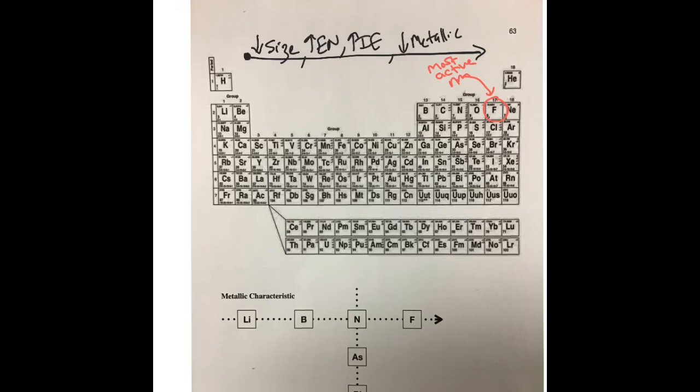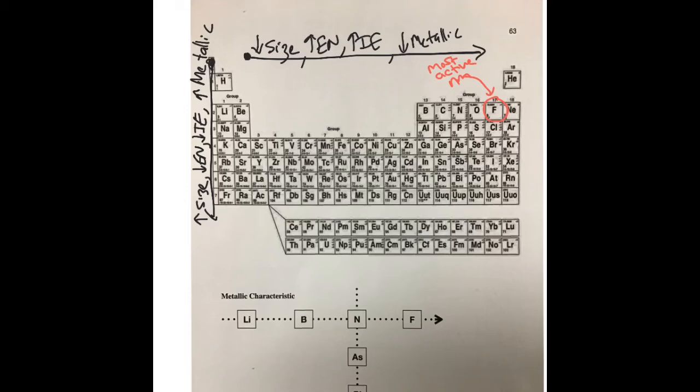Okay, so now if we go from the top of a group towards the bottom of the group, what we will see is an increase in the size of the atom. They become bigger. We see a decrease in the electronegativity values. We see a decrease in the ionization energy values. And we see an increase in that metallic character.